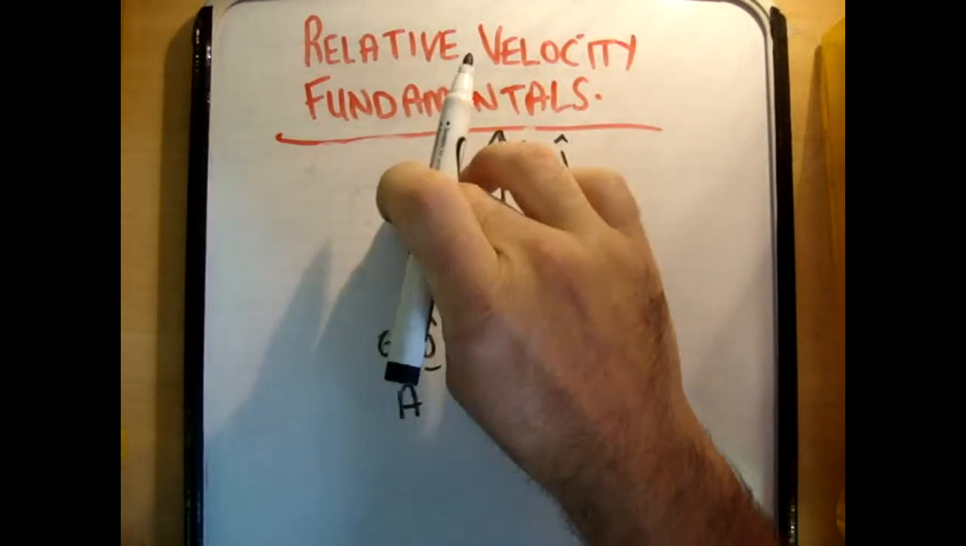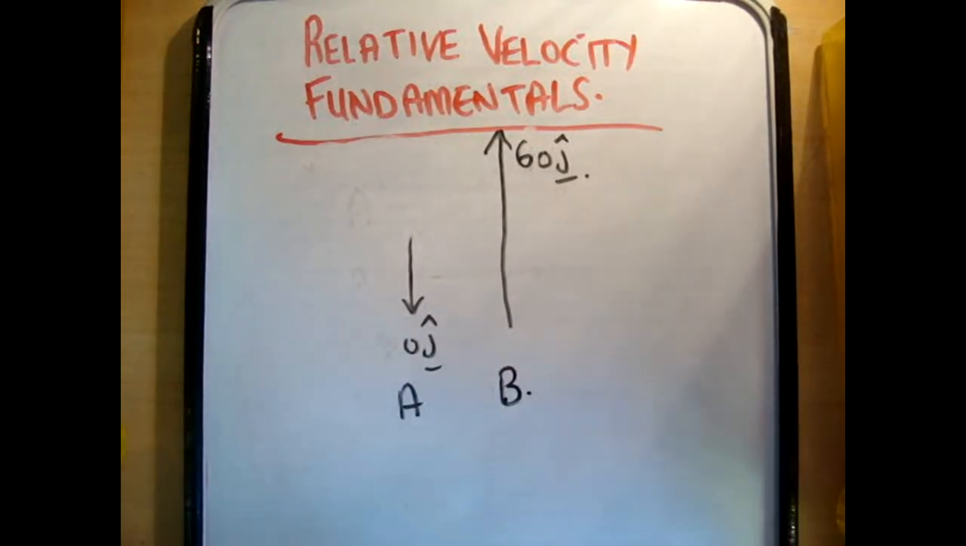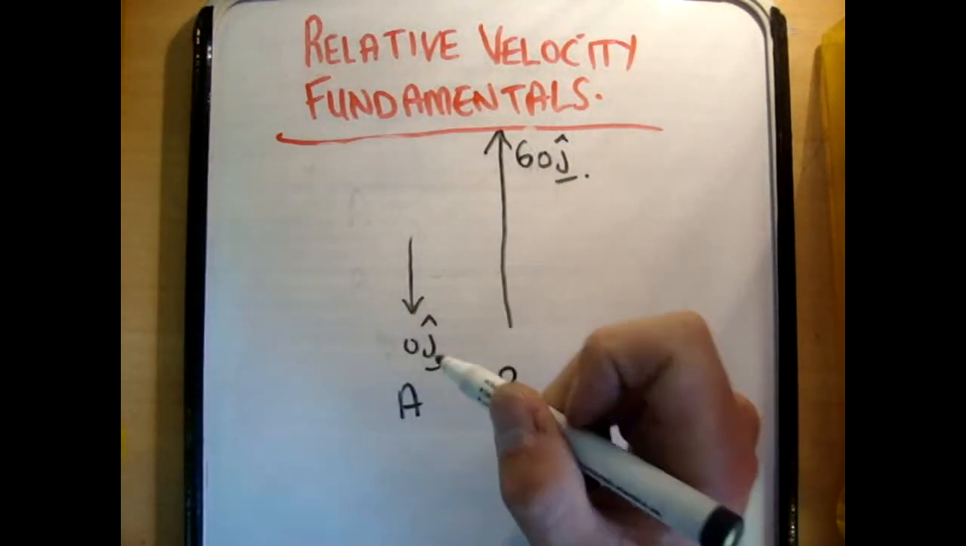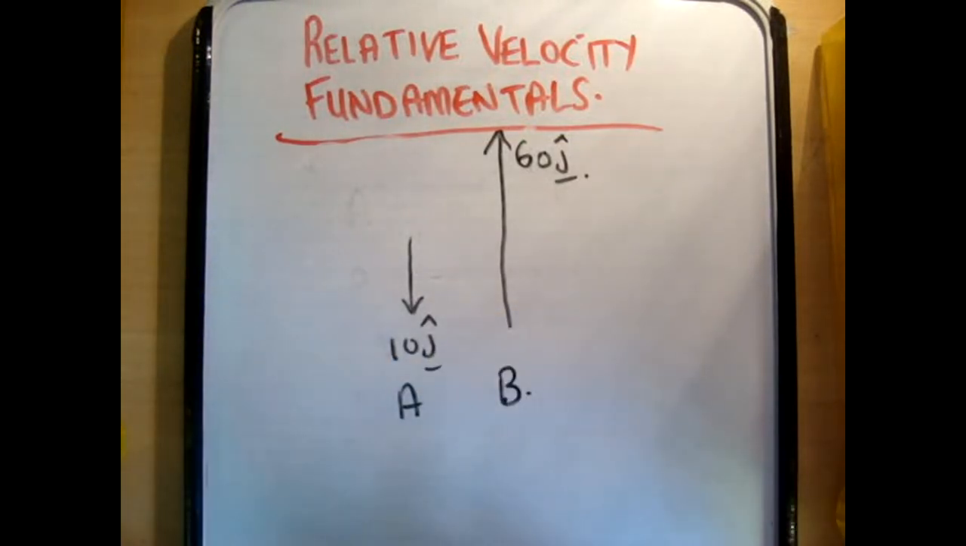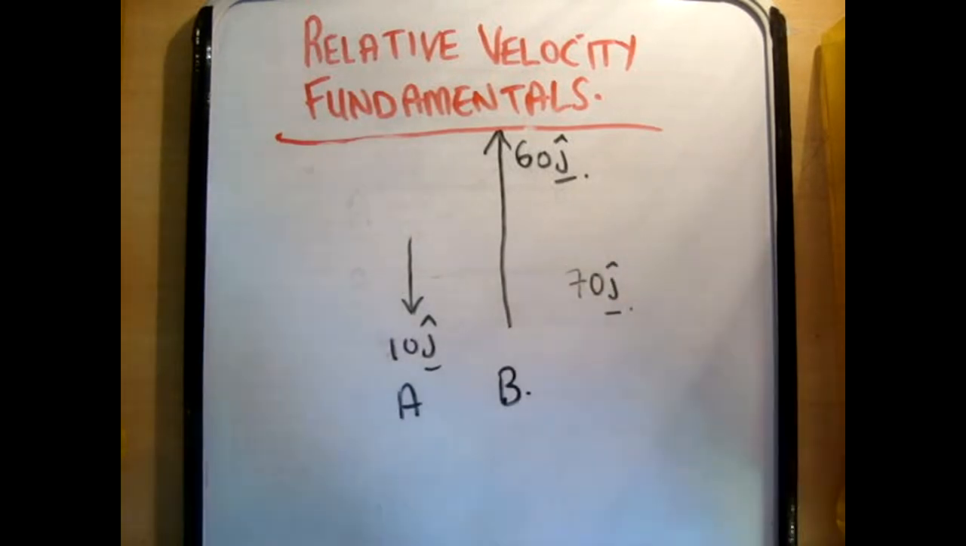Conversely, if I was moving in the opposite direction. Now, obviously, if I'm moving at 0, that doesn't have a direction, so it's just 60. What if I was moving at 10? If I was moving in the same direction as car B, then I'm slowing down, it slows down relative to me. But if I'm moving in the opposite direction, then surely this time it's moving faster relative to you, and it might move at 70 j-hat. And that kind of makes sense. If you're moving in the opposite direction to something, then it seems to be moving faster.